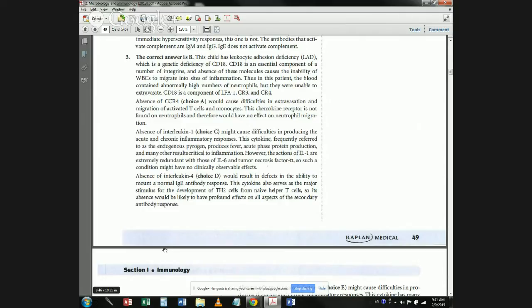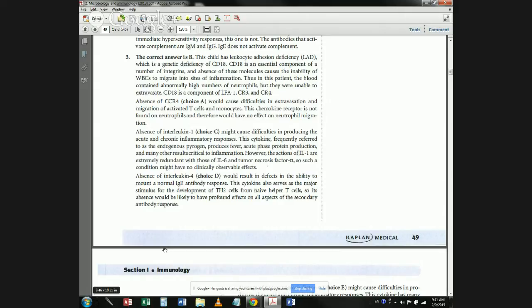CD18 is an essential component of a number of integrins, and absence of these molecules causes the inability of white blood cells to migrate to the sites of inflammation. Thus, in this patient, the blood contained abnormally high numbers of neutrophils. Oh, idiot. Neutrophilia, that means love of neutrophils, meaning you have lots of it, not neutropenia. I was thinking neutropenia. Right, so you have a lot of neutrophils, but they just can't get inside the tissue. They are unable to extravasate.